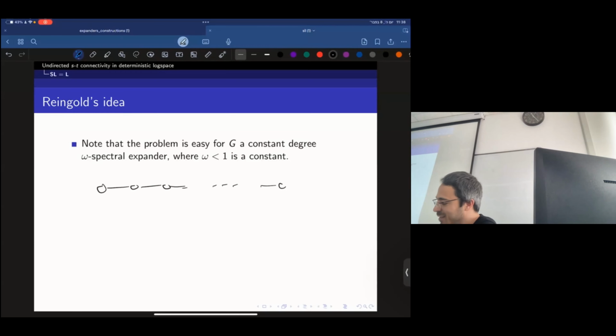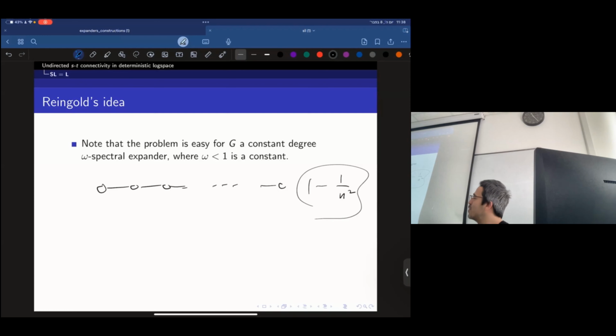This graph, which is very bad, has omega really close to 1. It's not really good. But once omega is farther away from 1, then the diameter of the graph is logarithmic. You can actually show that; you will show it because it's related to another question in the homework. So this means there is some constant C such that the diameter is at most C log n.